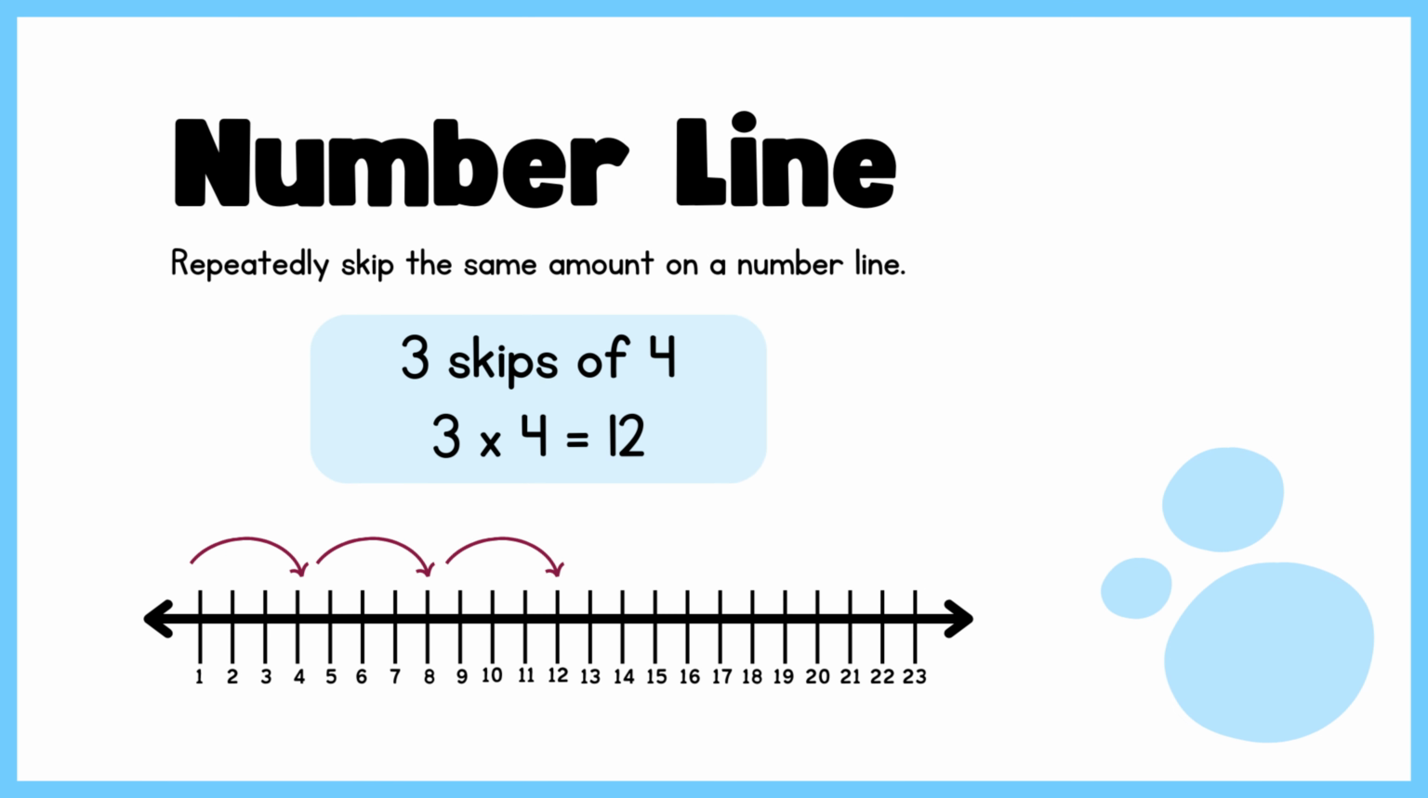Number line. Repeatedly skip the same amount on a number line. Here you can see a number line, and you can see that there are arrows for every multiple of 4. You can see there is an arrow on the number 4, the number 8, and the number 12. And you can see that they're also skipping by 3 times, so it would be 3 skips of 4, which is equal to 12, or 3 times 4, which is also equal to 12.